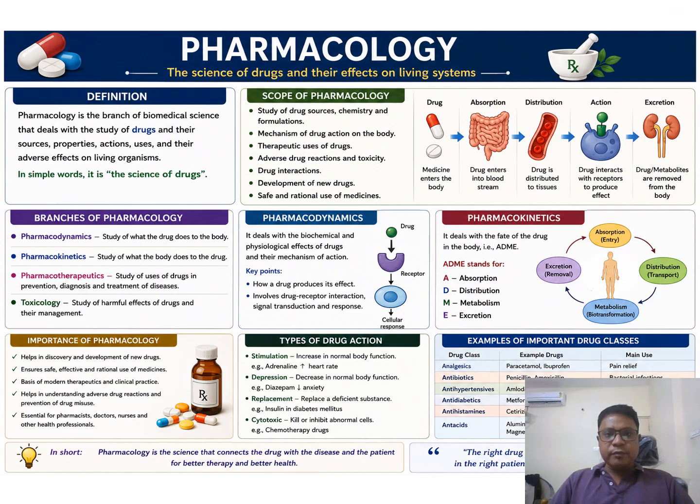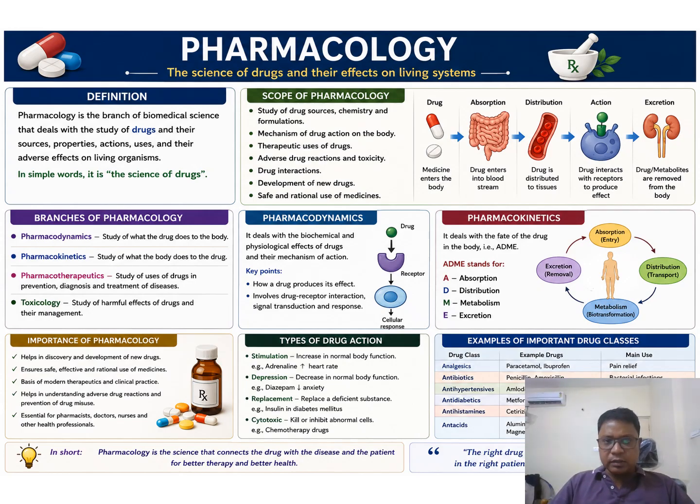Now let us discuss pharmacology. Pharmacology is the branch of medical science that deals with the study of drugs and their sources, properties, actions, uses, and their adverse effects on living organisms. In simple words, it is the science of drugs.